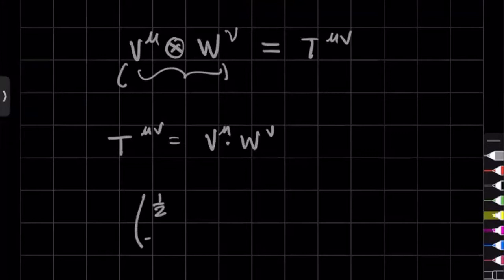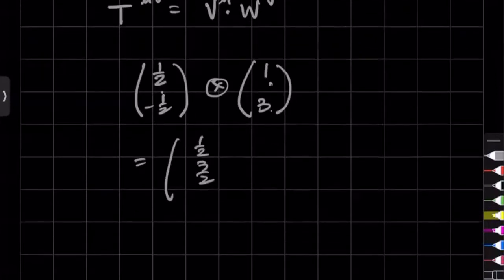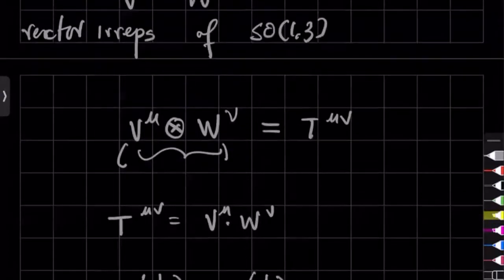So if I had, say, this as a vector, and I took the tensor product with, say, 1 and 3, then the result would be this multiplying this and this, so I'll have half, 3 half, and then I'll have minus half, minus 3 half. Okay, so this would be that tensor product.